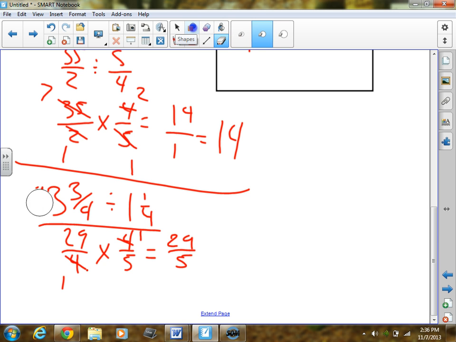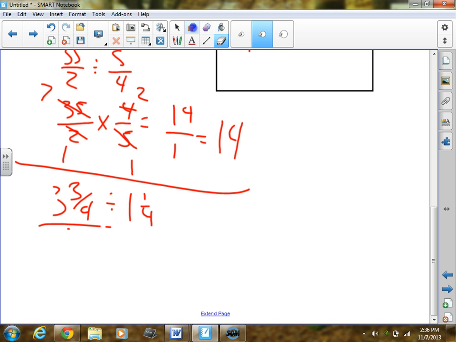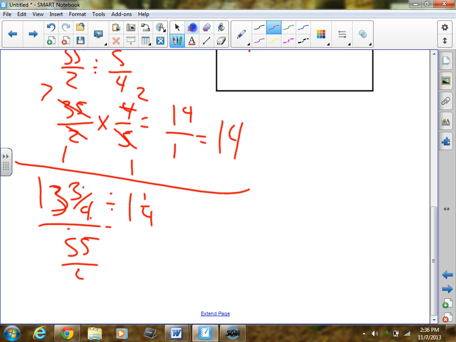Actually, I first made a mistake. Hopefully some of you caught that. If you are looking in your book, you can follow along because this is the first problem in your book. So 13, I did 13 times 2, it's supposed to be 13 times 4. That's 52 plus 3, so it's going to be 55/4, that's better, times 4/5.